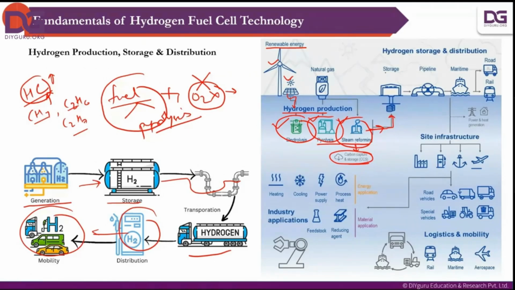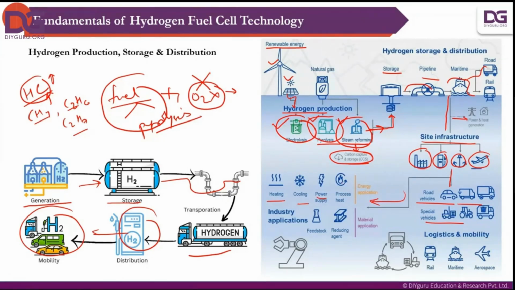Then it goes to hydrogen storage. It is stored, and then transported through pipeline, ship, road, or rail. Then it can go to the power and heat generation station whenever it is needed. The applications include site infrastructure, some industry, fuel stations, marine engines, aircraft. From here it can be used for operating road vehicles, and special vehicles like agricultural tractors and some municipal vehicles. It can also be applied in different industries for heating and cooling. These are the industrial applications.